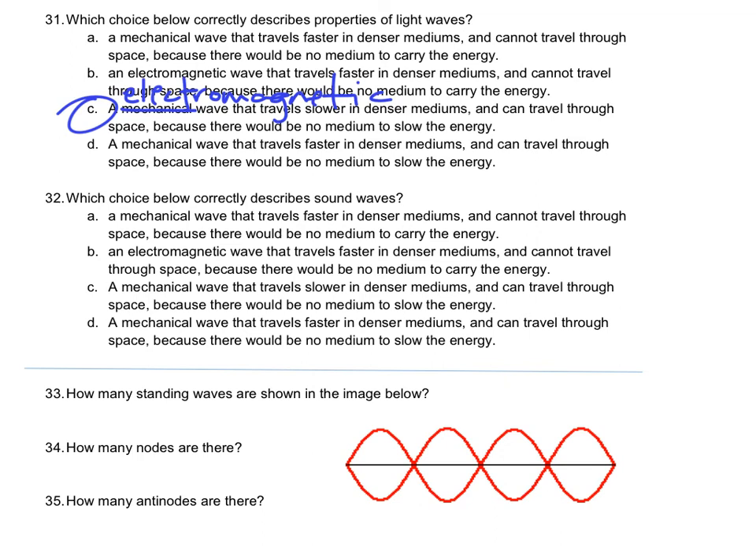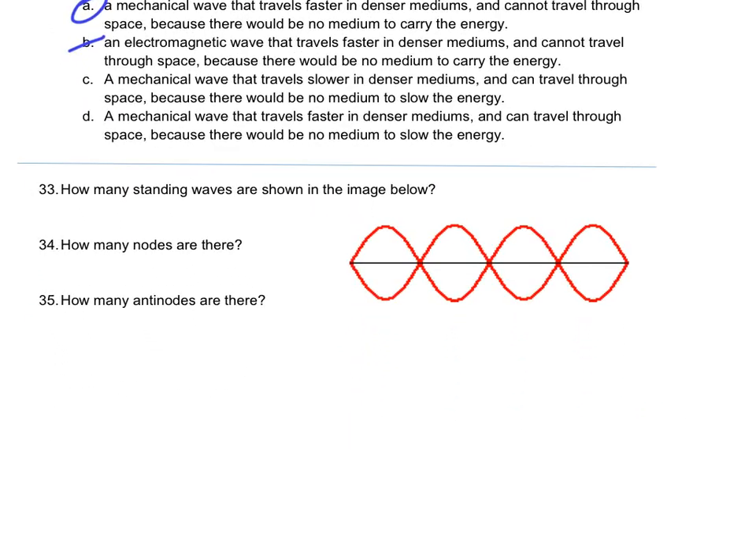32, which choice correctly describes sound waves? Well, sound waves are mechanical waves, so they're not B. And these waves travel faster in dense mediums. They cannot travel through outer space or a vacuum because there's no medium to carry the energy. Answer choice A.